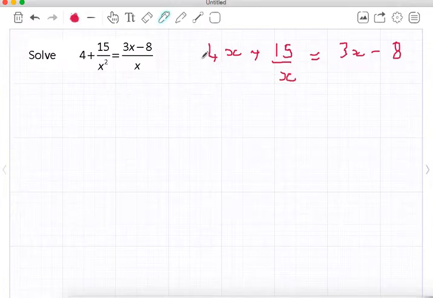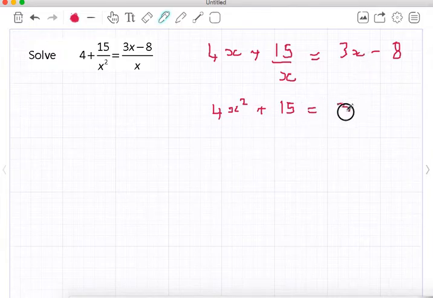Now that's okay, but I've still got this x on the bottom, so I'm going to multiply everything through by x again. So this is going to give me 4x squared. There's another way to do this, but this is where I like. Multiply this by x to give this as 15. It's very clear and concise. Multiply this part by x, so it becomes 3x squared. And multiply this one by x to give me minus 8x.